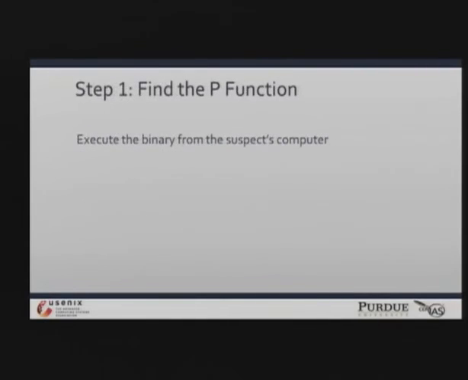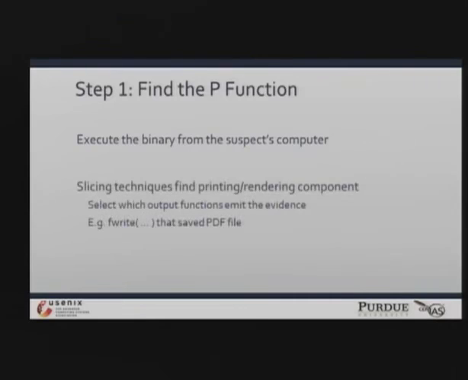The first step, we want to find that P function within the application. So the investigators are going to execute that binary that they've recovered from the suspect's machine. Then we're going to use slicing techniques in order to find the entire printing and output component within that binary. And during this, the investigator is just going to select the output functions that they saw rendering that evidence that they're interested in. So for instance, it's going to be the fwrite function call that actually saved that PDF file we're interested in. And then meanwhile, in the background, DSCRETE is going to be saving snapshots of that application as it's running to be used in step 2.